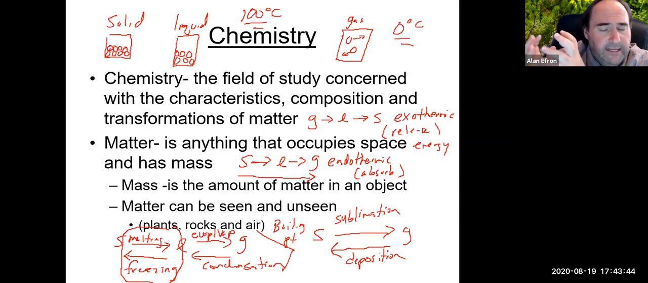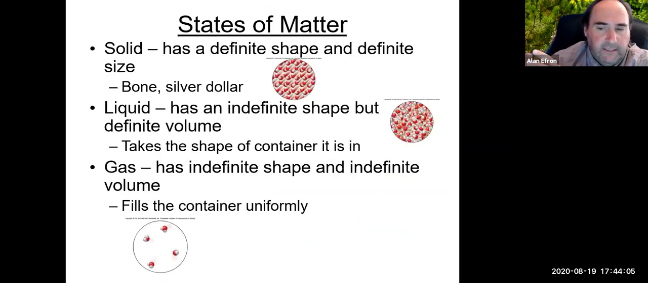So again, melting and freezing, which are opposites of each other, occur at the exact same temperature. Same thing with evaporation, vaporization, and condensation, which occur at the exact same temperature. Again, what is happening in terms of energy determines what we're going to see in terms of the state of that particular substance.